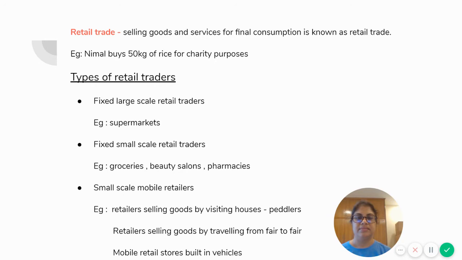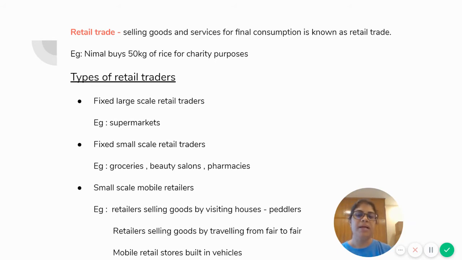In Sunday fairs and other kinds of fairs, you can see sellers and traders who have come to sell consumer goods for final consumption, such as fruit sellers, fish sellers, vegetable sellers, and sweet sellers. Likewise, there are a lot of sellers who go from one fair to another fair, satisfying the consumers by giving a product for their final consumption purposes.